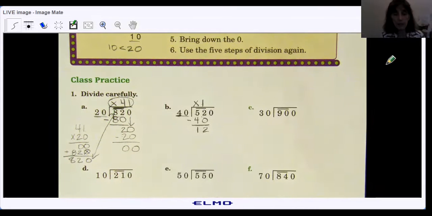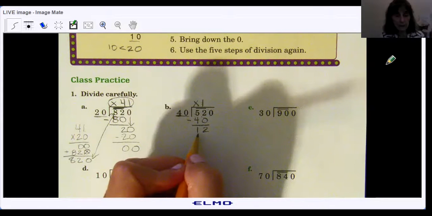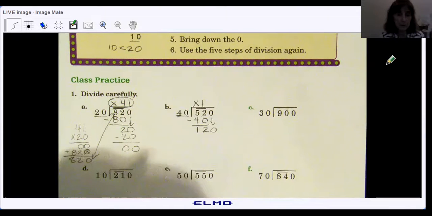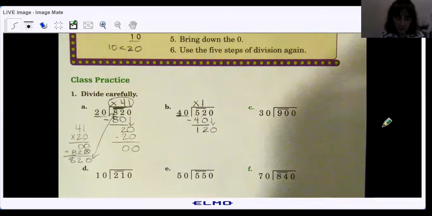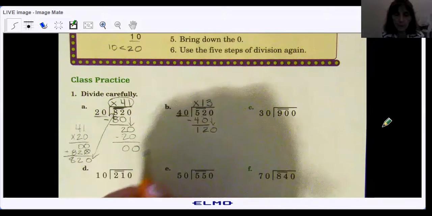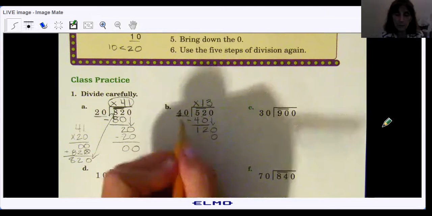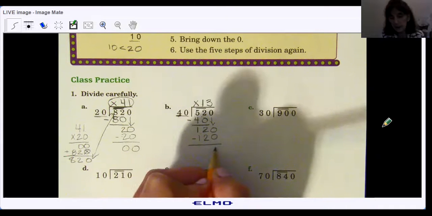40 will not divide into 12. But you have help. Bring it down. You're 0. So when you bring down, you have to go back to the beginning of your steps again. How many 40s are in 120? Well, let's look. About how many 4s are in 12? 3, right? So we're going to put a 3 over the 0. 3 times 0 is 0. And 3 times 4 is 12. And this one comes out evenly like the last one.